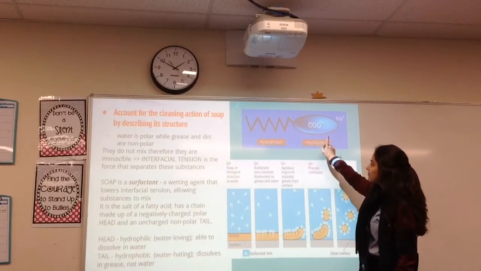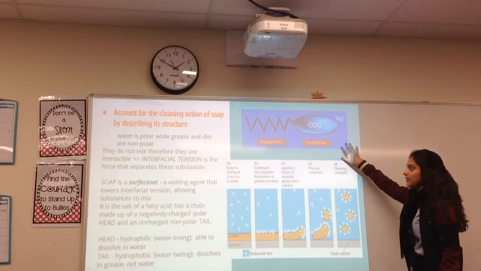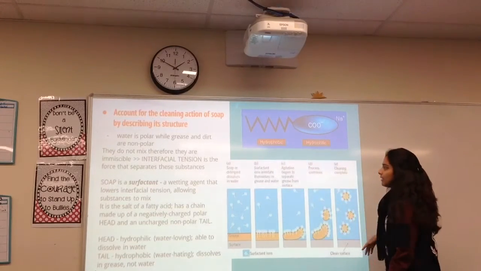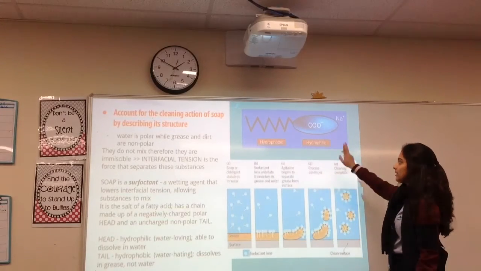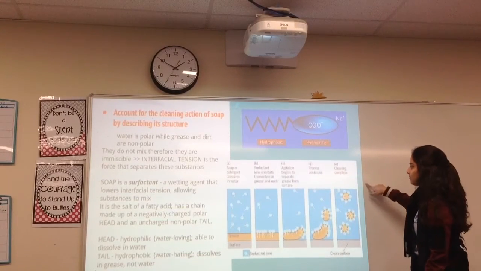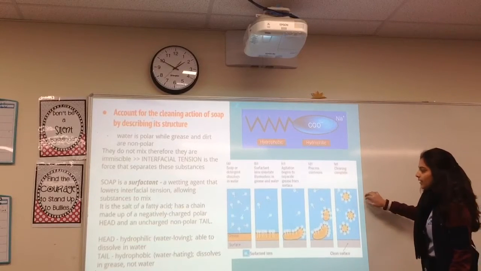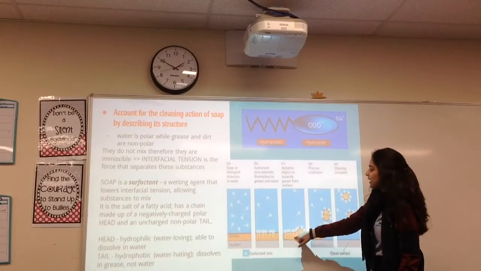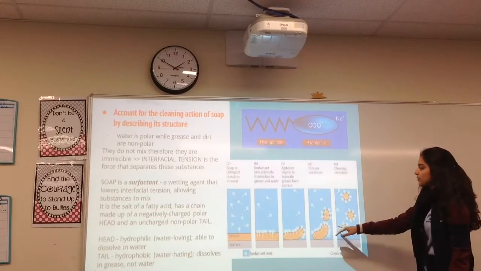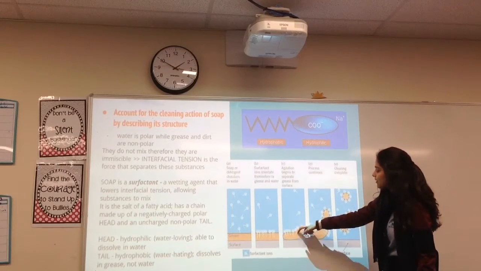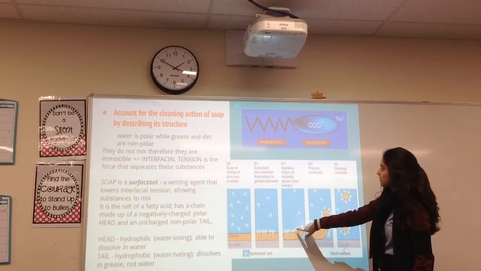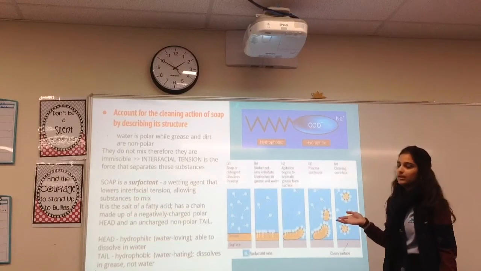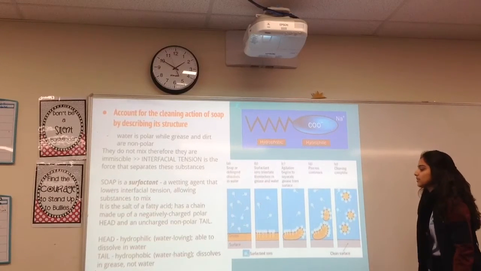Now the head is hydrophilic, which is water loving, and the tail is hydrophobic, which is water hating, and it dissolves in grease but not water, whereas the head is the opposite. Now this is the basic action of soap cleaning, and see how the tails attach to the grease or dirt. When that occurs, it forms a micelle, where the hydrophobic tails attach to the grease, and the negatively charged heads repel each other, which makes the grease separate and makes it soluble in the water.